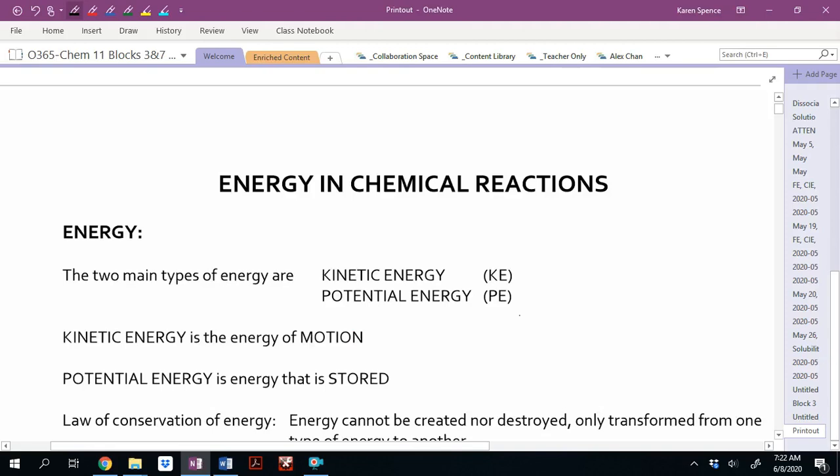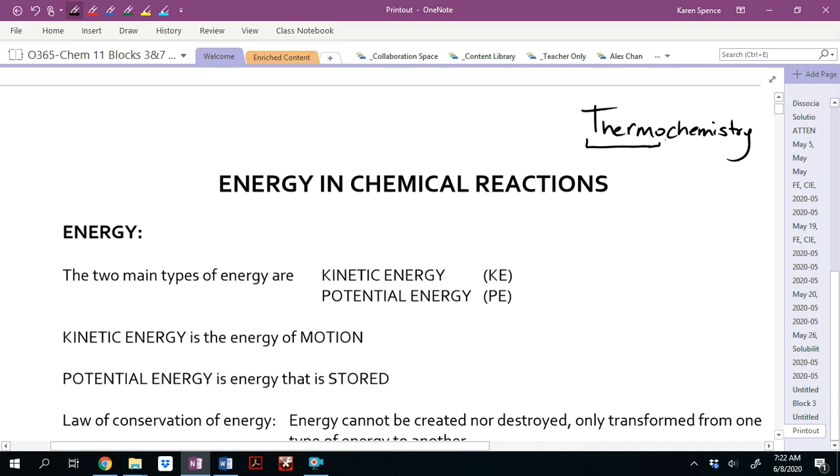Hello, Chemistry 11. Today we're going to be talking about energy in chemical reactions. This is a branch of what they call thermochemistry because it has to do with heat, either heat being absorbed or heat being released. And so thermo has to do with heat.